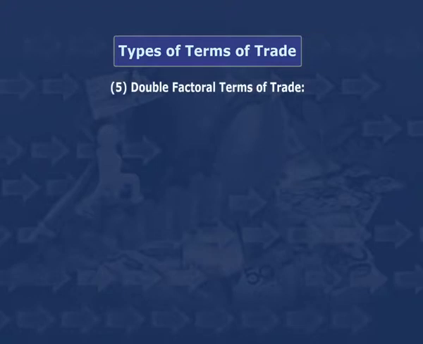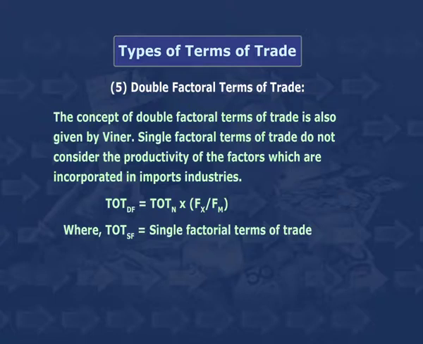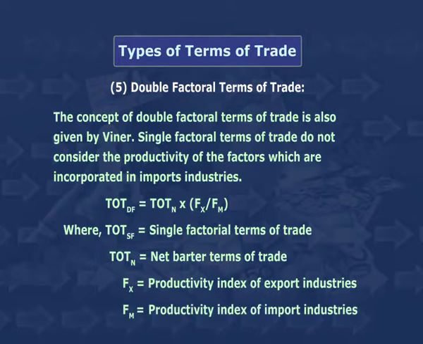Now let us have a look at the double factorial terms of trade. The concept of double factorial terms of trade is also given by Viner. Single factorial terms of trade do not consider the productivity of the factors which are incorporated in import industries. Its equation looks like TOT-DF equals TOT-N into Fx whole divided by Fm. TOT-DF is double factorial terms of trade, TOT-N is net barter terms of trade, Fx is the productivity index of export industries and Fm is the productivity index of import industries.